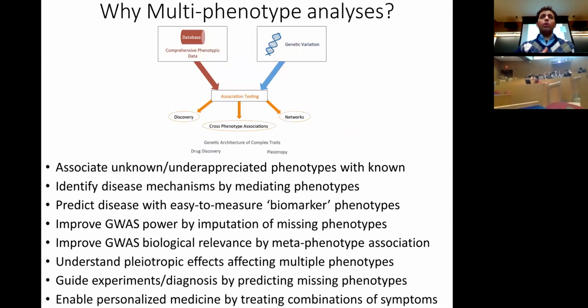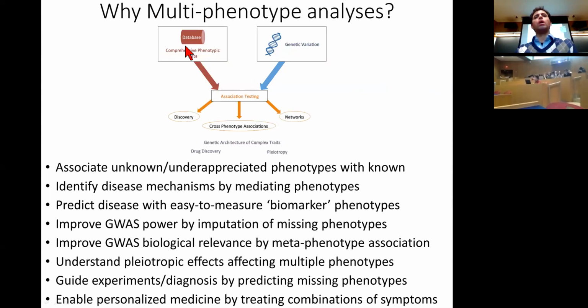So first of all, why multi-phenotype analysis? So basically, what are they trying to do? On one hand, association testing has been typically between genetic variants and a single trait. Every single example we looked at so far, it was basically looking at a single variable and how it varies across hundreds of thousands of individuals, but that one single variable.